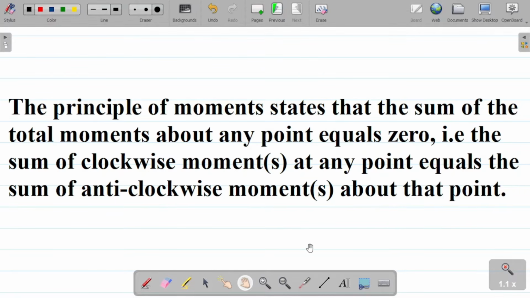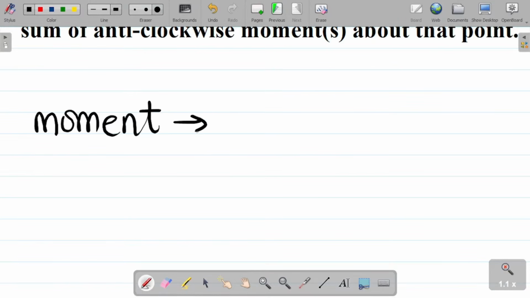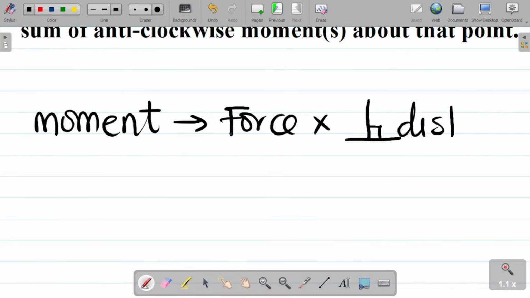Now, before we continue, what exactly do we mean by moment? When we use the word moment, what does it mean? Moment is simply the product of force and perpendicular distance. So when we say moment, we simply mean force times perpendicular distance. That means the product of a particular force and a distance such that the force is acting at right angles, or at 90 degrees, to the distance.